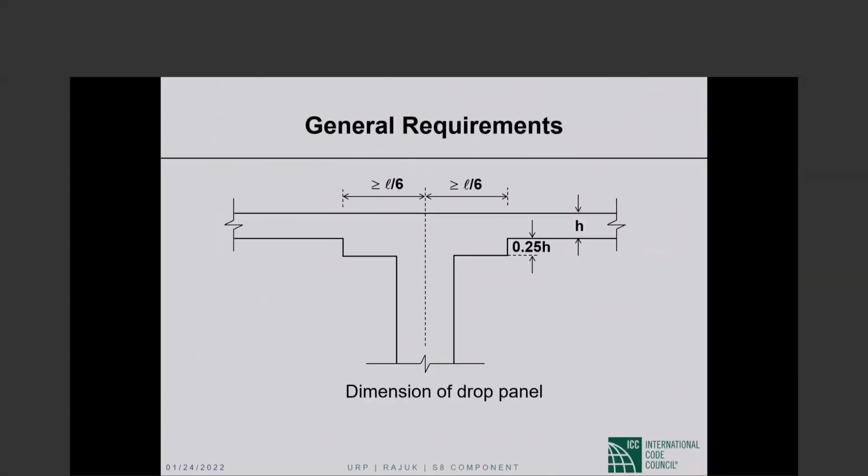So this is much more clearly understandable. A drop panel minimum thickness is 1/4 of the slab thickness, and it must extend 1/6 of the span length into each span. So this is a requirement of a drop panel.